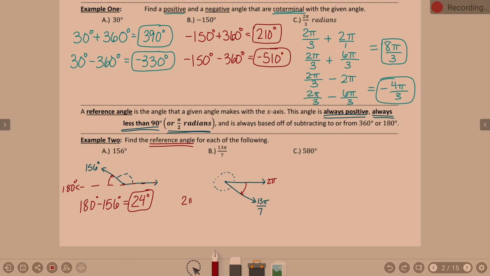2 pi minus 13 pi over 7. And then you're saying, oh man, again. Okay, how do we subtract? Your common denominator 7. Okay. 14 pi over 7. So 2 is 14 sevenths. So 14 pi over 7 minus 13 pi over 7. 14 sevenths minus 13 sevenths is 1 seventh, or pi over 7. I don't think you'll ever see me write 1 pi over 7, but that's what we're thinking.